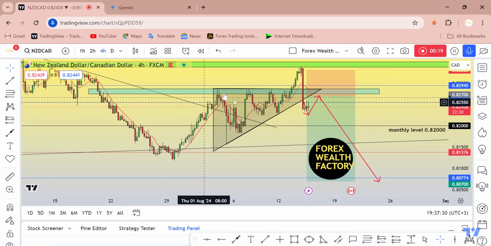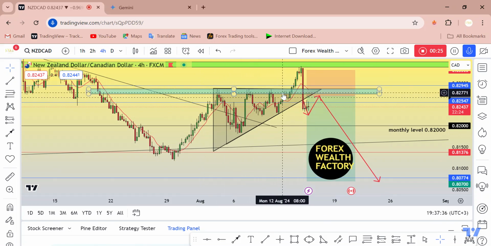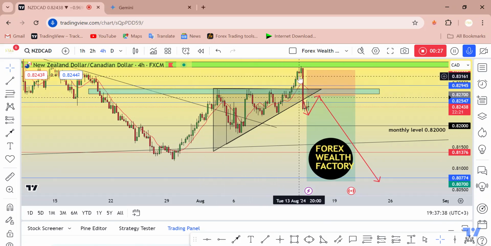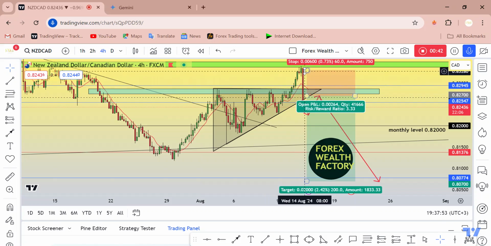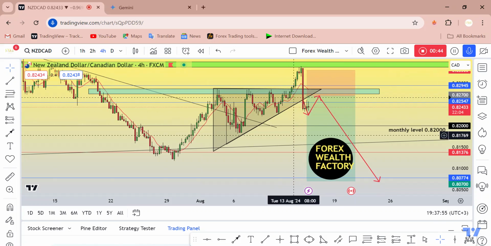Right now, we have this amazing, very nice, perfect triangle pattern, and as you can see, we had the break above the resistance area, which is exactly what the book says about forex trading. When the triangle is breaking, and you witness the breakout above it, probably the price will continue to the upside. As you can see, this is not what happened.